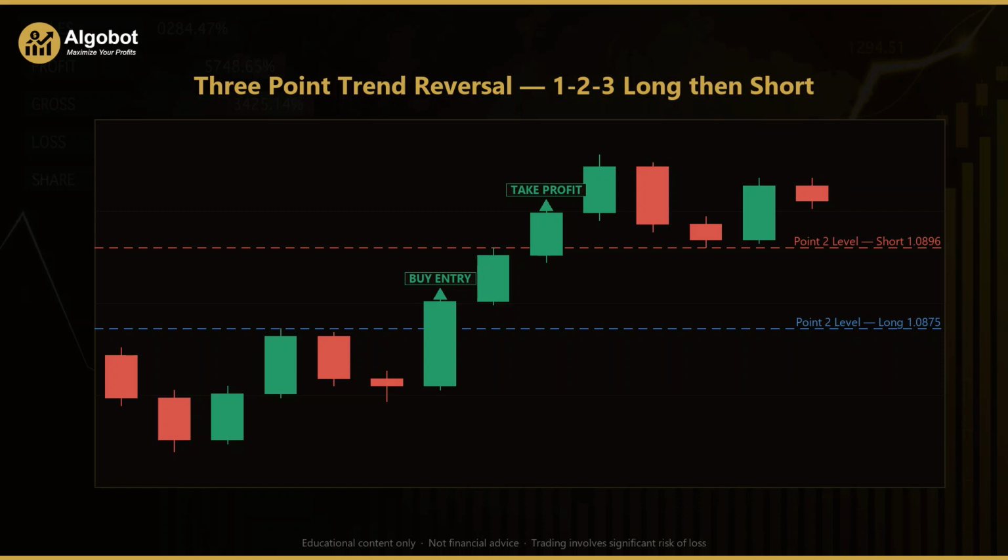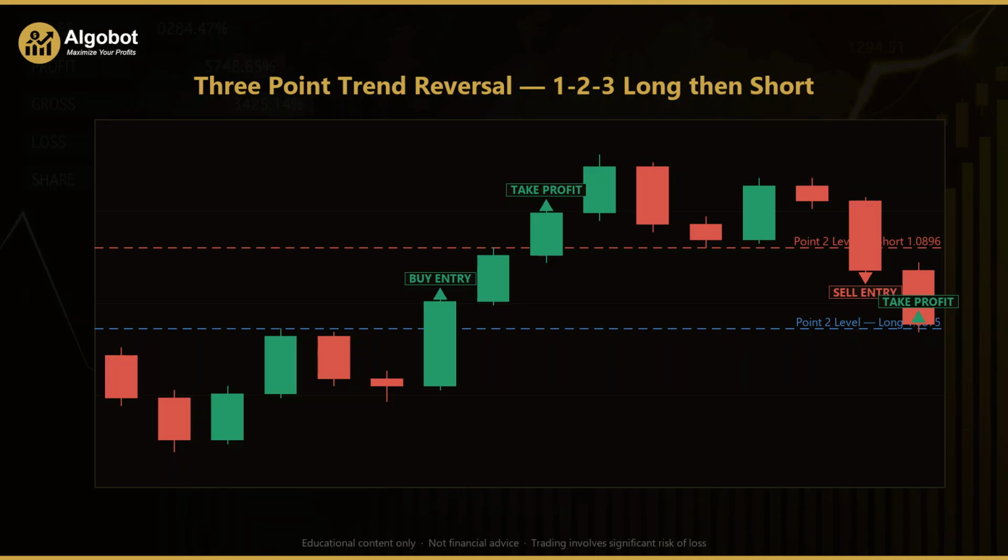The 12th and 13th candles bounce into a lower high, which becomes point 3. Because this high sits below point 1, it shows the rally is weakening and momentum is fading. The bearish pattern is now armed. The signal comes on the 14th candle. It closes below the short point 2 level at 1.0896 by the required fraction of ATR, and it's a down closing bar, exactly what the rules require.